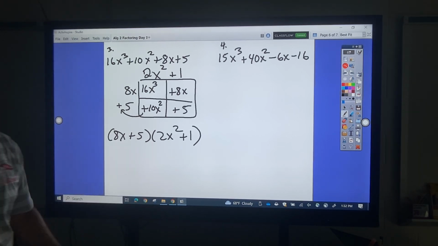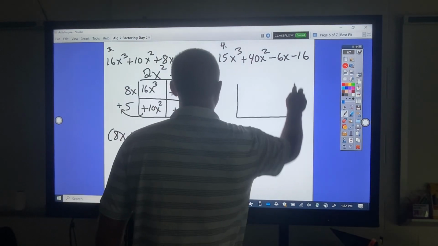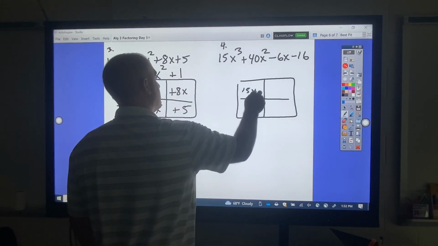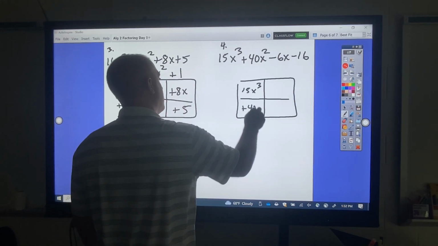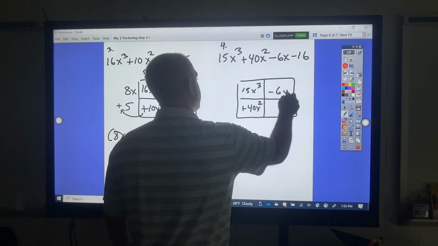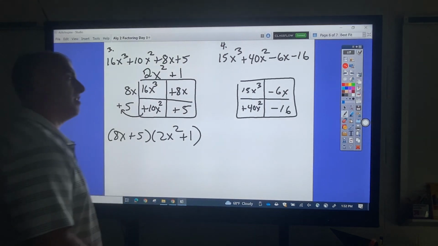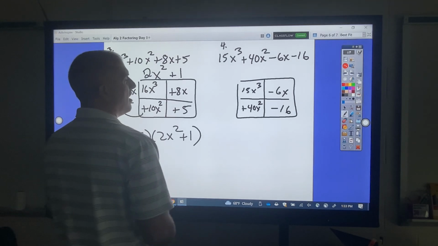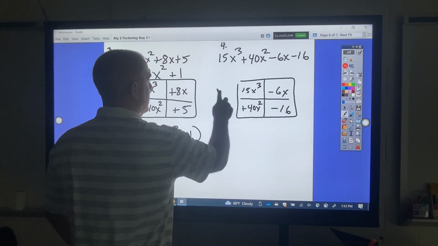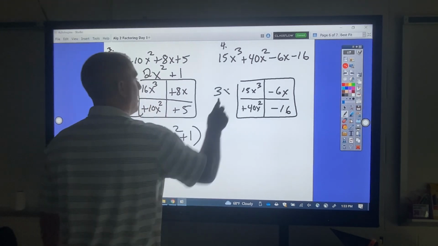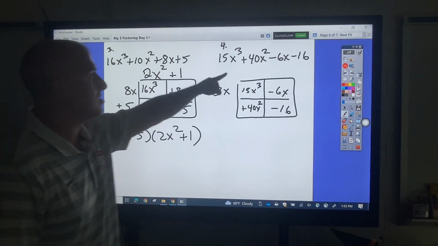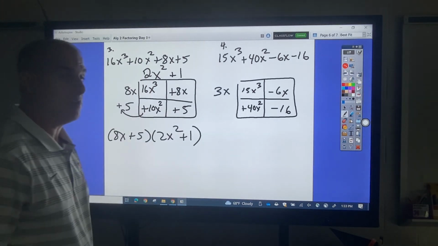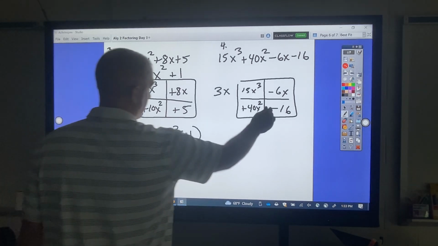Let's do this last one here. 15x cubed, 40x squared, negative 6x, negative 16. Biggest number that goes into 6 and 15, let's say 3. Yep, that would be 3. They both have an x in common. Now, once again, if you're good at math, you should know what number goes here, as far as if your arithmetic is good.